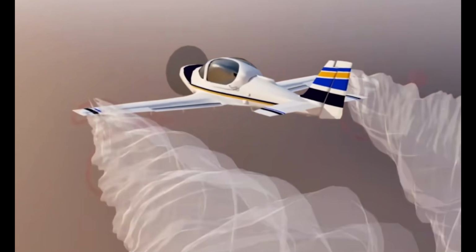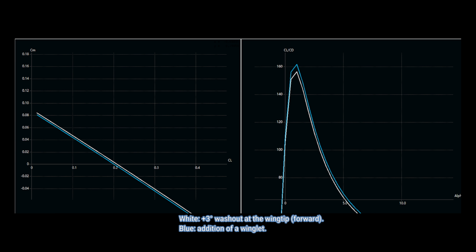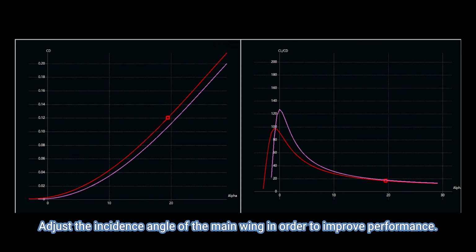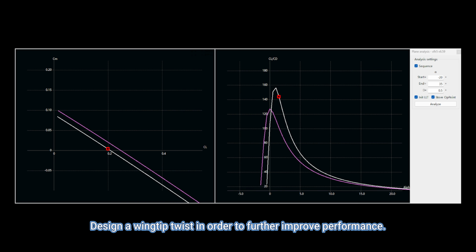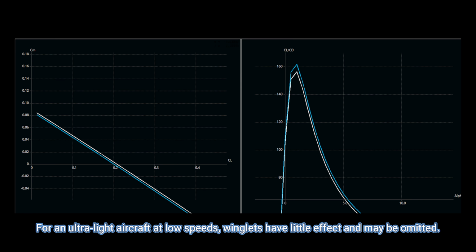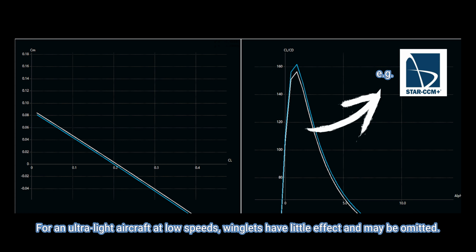Finally, regarding winglets, I made some comparisons. For low-speed Class 3 aircraft, induced drag is not particularly significant. The simulation results also show that the improvement is minimal, and adding winglets would increase engineering costs. By finalizing the main wing configuration, incidence angle, washout, and winglets, the theoretical performance is further improved, providing a solid basis for more detailed analysis.